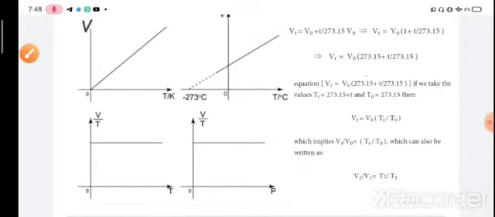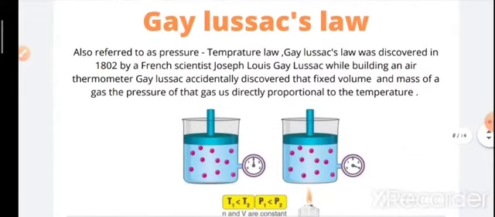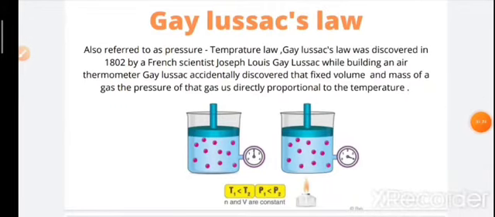Now we are moving to the next law, that's Gay-Lussac's law, also referred to as the pressure and temperature law. Gay-Lussac's law was discovered in 1802 by the French scientist Joseph Louis Gay-Lussac while building an air thermometer. Gay-Lussac accidentally discovered that for a fixed volume and mass of gas, the pressure is directly proportional to the temperature. Here, volume is fixed or constant, right?